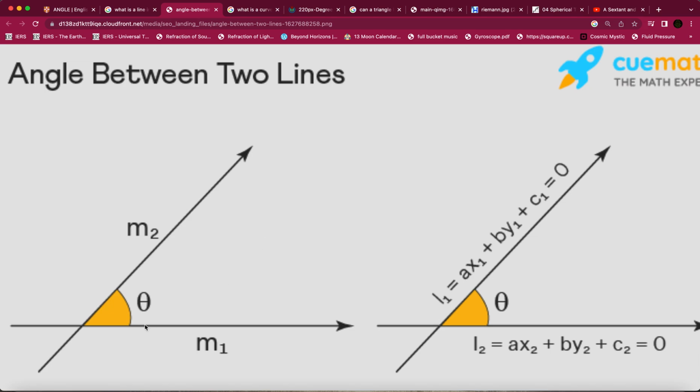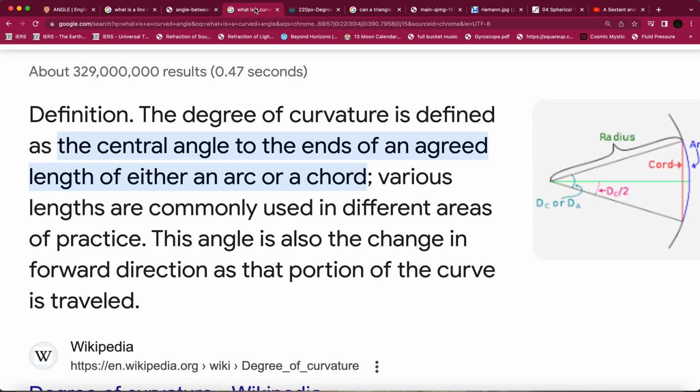Angle between two lines: two straight lines meeting at a vertex. That's an angle. So straight lines. This is the most important part. You need straight lines to measure an angle.